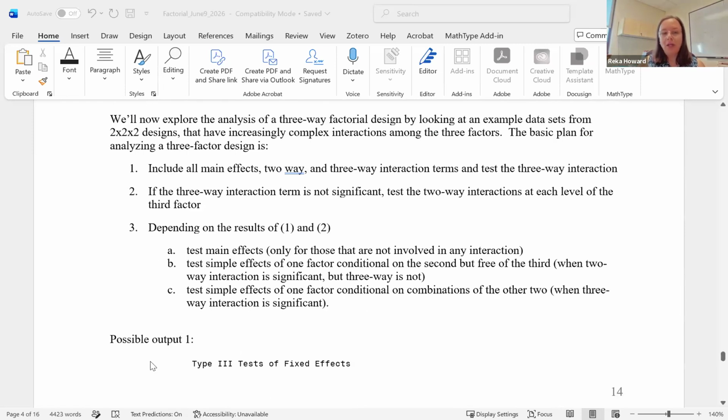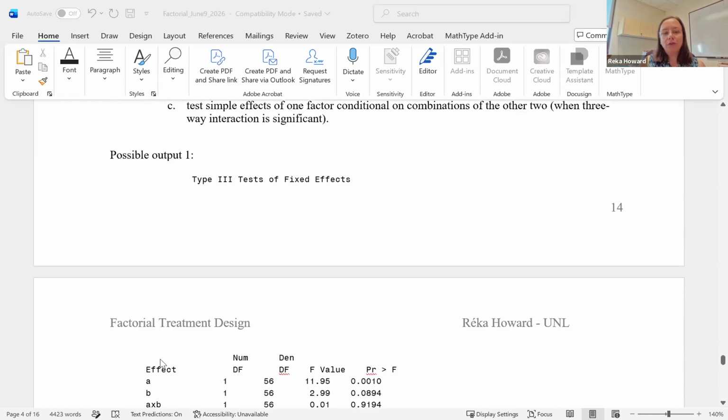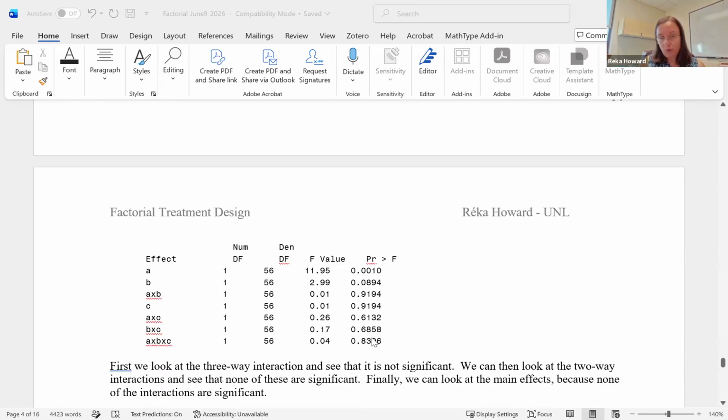So I included three possible outputs. The first output is when it's beautiful, because the three-way interaction is not significant and none of the two-way interactions are significant. What does it mean? It means that I can average over the factor A, I can average over the factor B and the C. So I can look at the differences between the factor levels of A, averaging over all of the levels of B's and C's. So I can use the mean effect. When we have interactions, I cannot do that. So this is the first example where everything is beautiful.